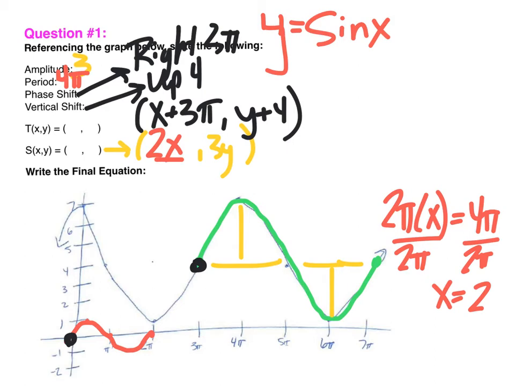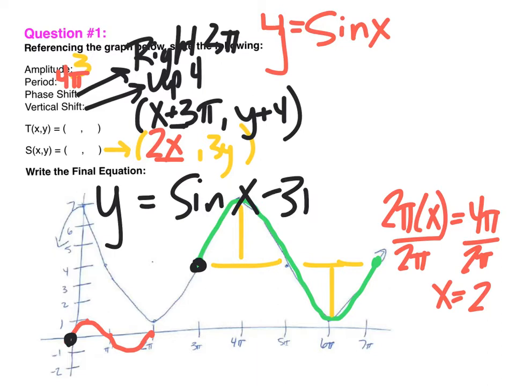Now to write the equation, all I'm going to do is I'm going to come on in, and I'm going to take these 4 components and put them into my parent function. So I'm going to go over here and jot down my parent. Might get a little messy here. Now to the x, I'm going to go backwards, and instead of adding 3 pi, I'm going to subtract 3 pi. And then to the y, I'm going to add the 4.